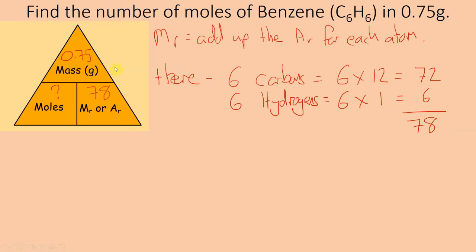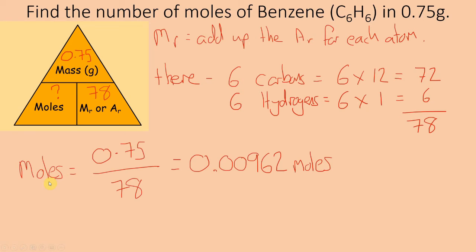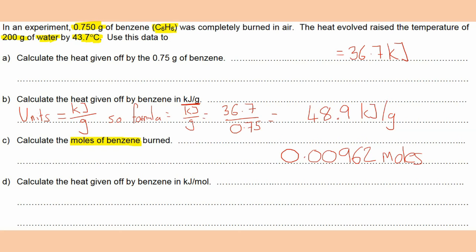Now we can put these numbers into our triangle. The mass we were given at the start, the mass in grams, is 0.75. The MR we've just calculated as 78. So the number of moles is the mass in grams divided by the MR, which is 78, which will give us 0.00962 moles. So that's the difficult bit worked out now. We've got the answer of 0.00962 moles of benzene that was burned.